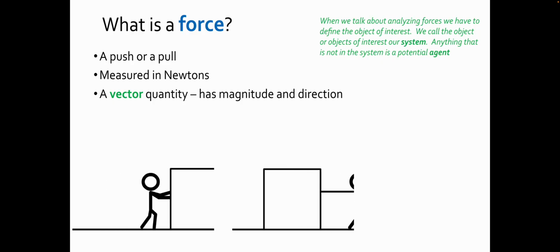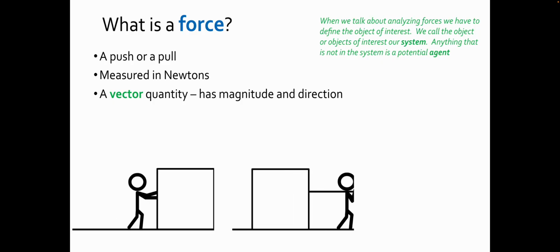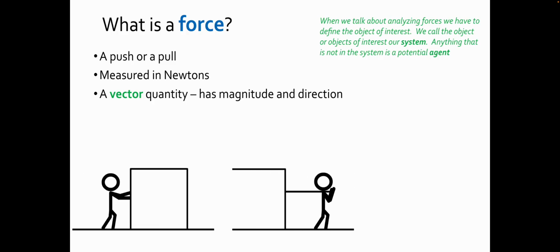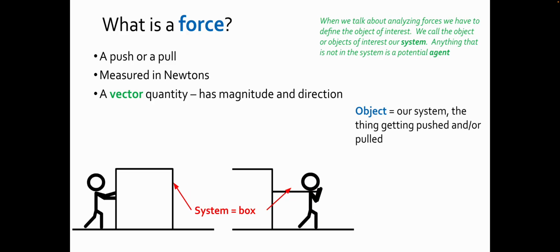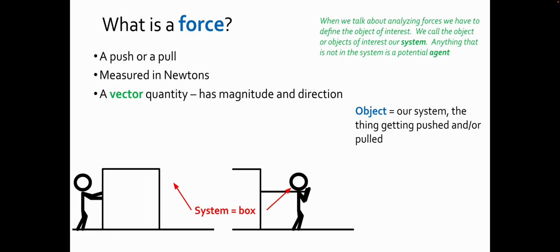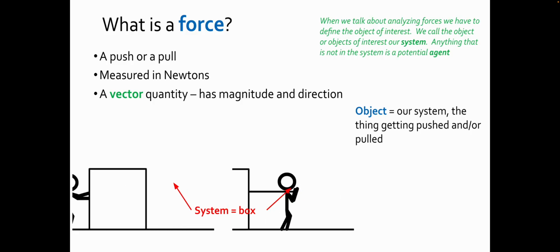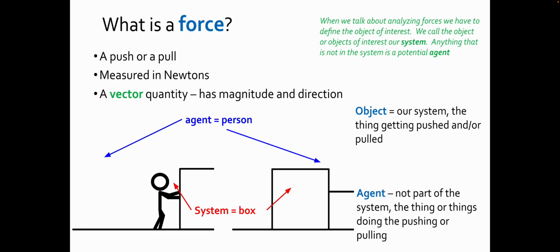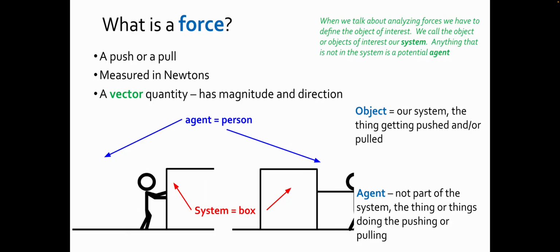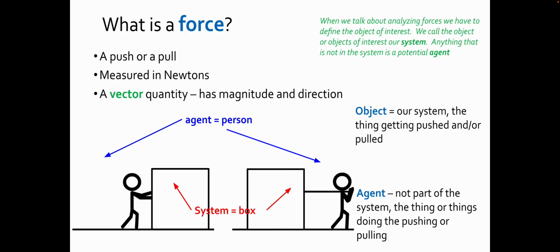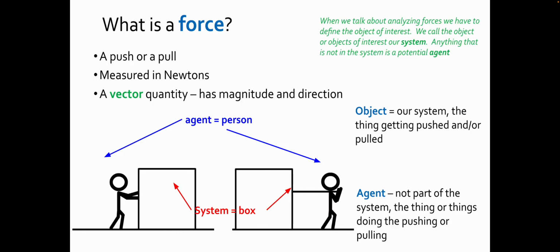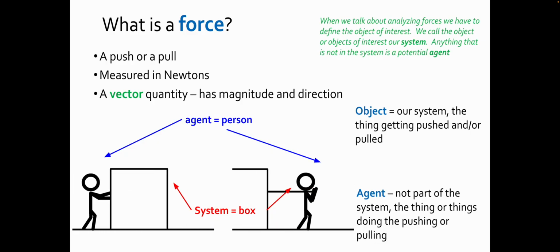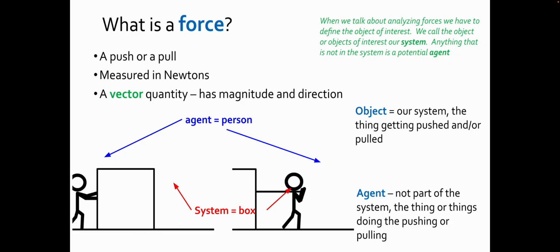I have this animation here, and you see that there's an object, the box, being pushed or pulled by the people. In this case, the object, the box, is our system. It's the thing that's getting pushed or pulled, and the two stick figures, the people, are the agents. They're not part of the system. They're the things doing the pushing or pulling. So only things external to a system can be an agent. A system cannot push or pull on itself.